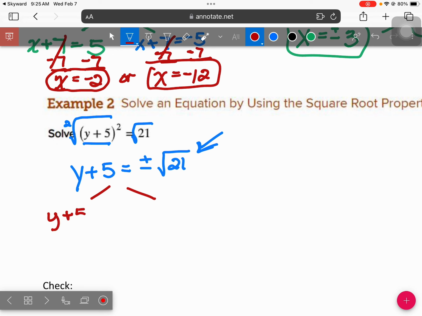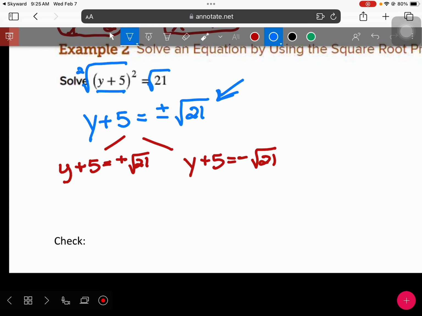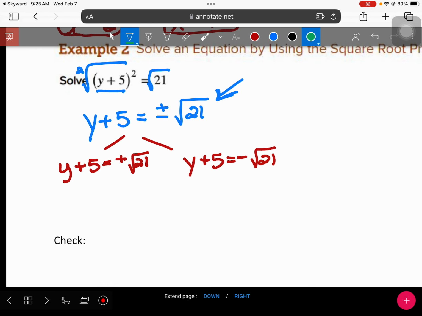But right here, I am going to separate this and say y plus 5 equals the positive square root of 21. Y plus 5 is equal to the negative square root of 21. I want to get my variable by itself. So what would I do for this first equation? If I want to get y by itself, subtract 5 and subtract 5.